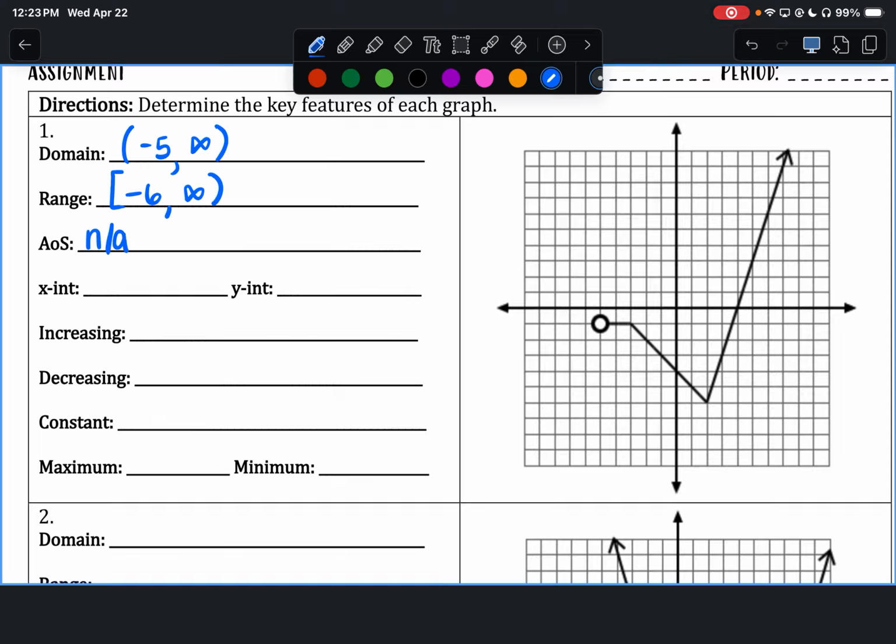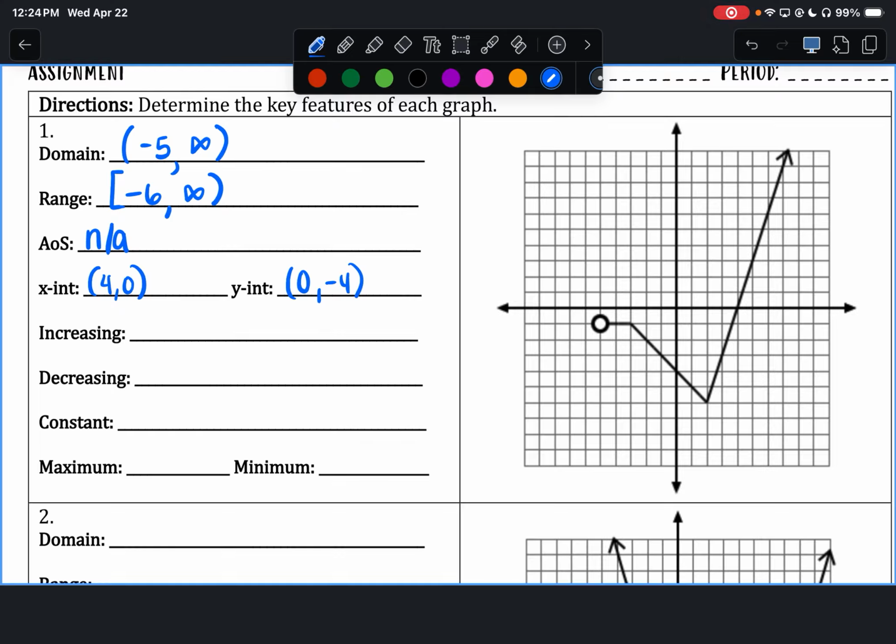Okay. Now, how many times does this cross the x-axis? So what is our x-intercept? 0. Oh wait, my bad. 4, 0. How many times does it cross the y-axis? 1. Where at? 0, negative 4.